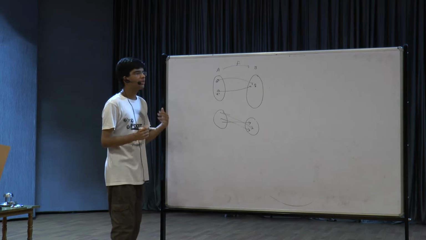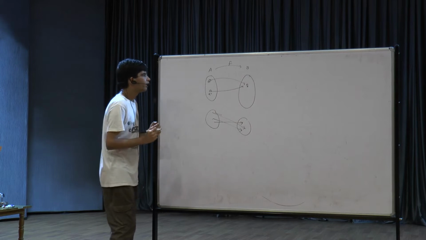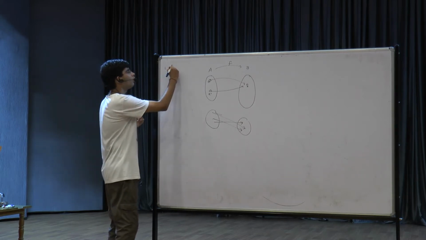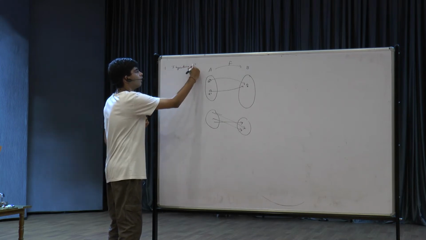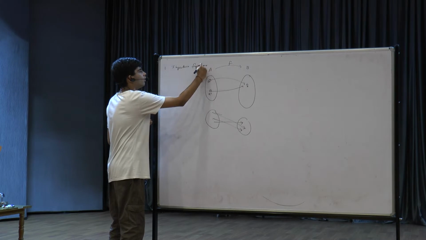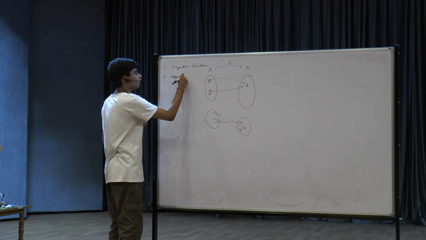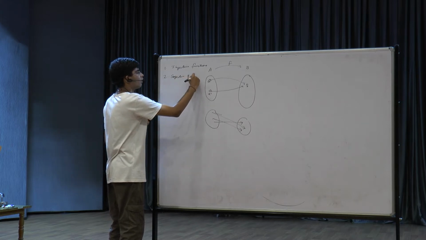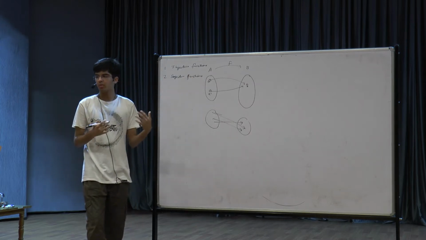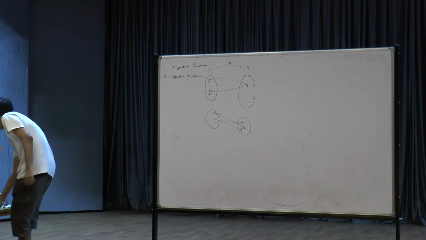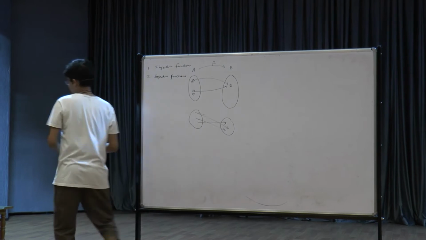Now, we're not interested in all types of functions, but we'll look at specific types of functions. So we'll look at two special types: injective functions and surjective functions. So we'll recap what these look like.